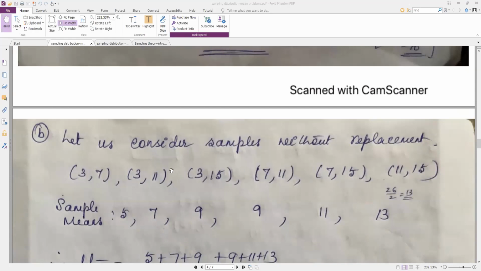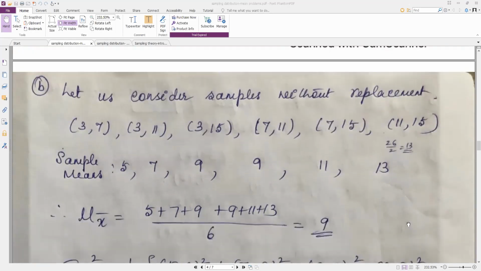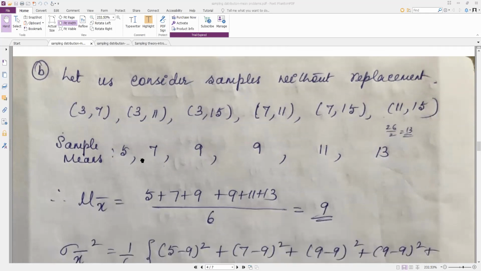So how many are there? 3, 4, 5, 6. Now we need to find the sample means. How to take the sample means? Add this divided by 2, add this divided by 2, add this divided by 2. So we'll get sample means. Now sample means we got.